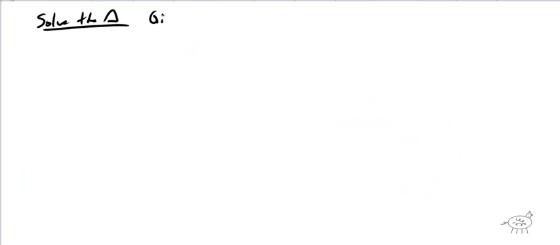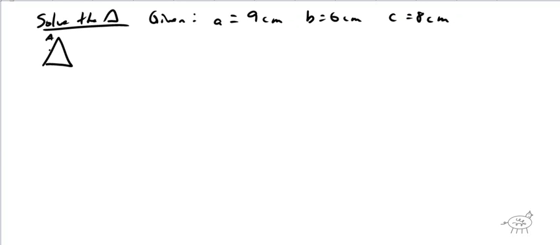Okay, so you're given little a is 9 centimeters, little b is 6 centimeters, and little c is 8 centimeters. Draw a quick picture here: A, B, and C. It's pretty easy to mark everything because it's side, side, side, which is nice to label. You know you have to use law of cosines. You can't use anything else.